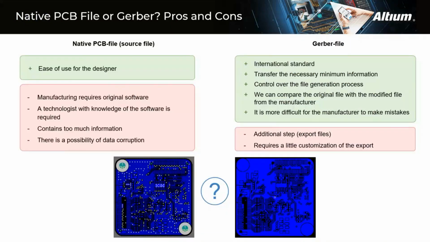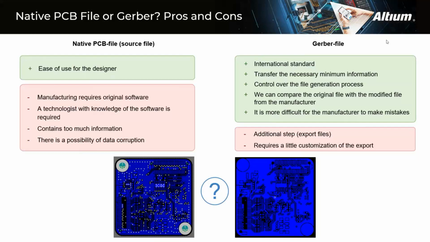And now let us discuss the pros and cons of the PCB file or Gerber. There are two primary formats for delivering the PCB design data for fabrication: native design files and the Gerber format. Let us take a look at the advantages and disadvantages of each. If you look at the PCB file, the advantage is ease of use for the designer. When it comes to the disadvantages, the manufacturer requires the same software that the designer uses to review this, and a technologist with knowledge of the software is required. It contains too much information, and there is a possibility of data corruption if you share your source PCB file for fabrication.